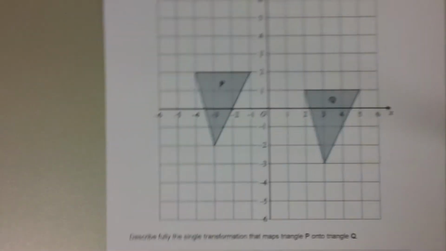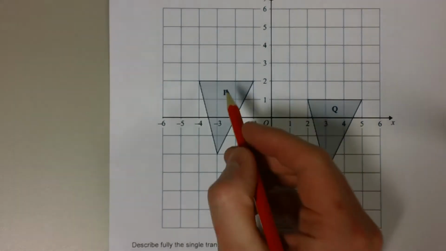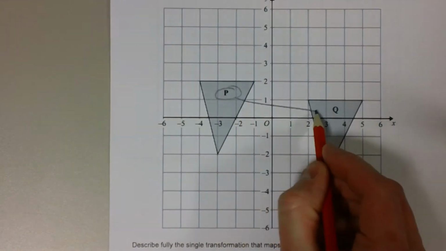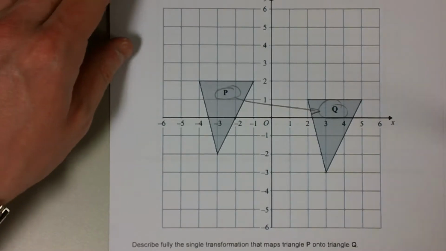Question number 4. Describe the transformation which maps P onto Q. Important in this question that we get that right. Starting with the left shape, moving to the right shape. The shape has not been flipped over, it's not changed side, it's not been turned round, so by process of elimination this must be a translation.